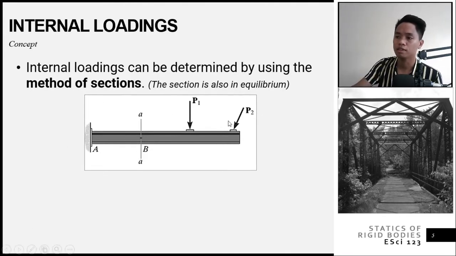Anyway, if this is a cantilever beam, and we are going to cut, for example, we wanted to know the internal loadings at point B.